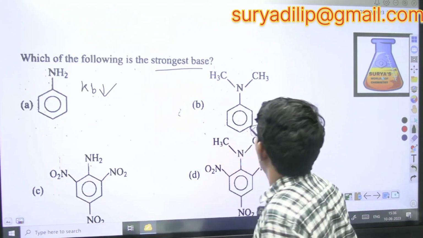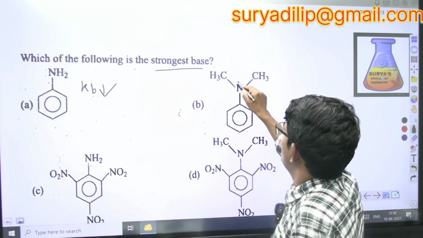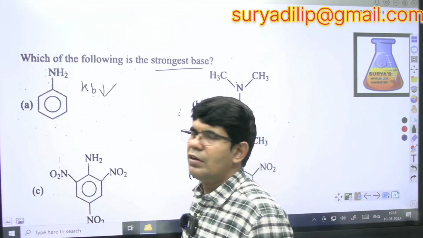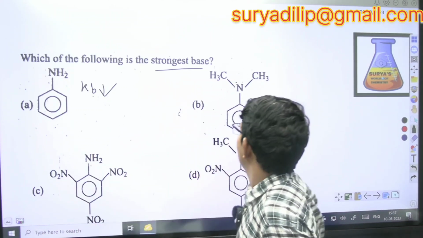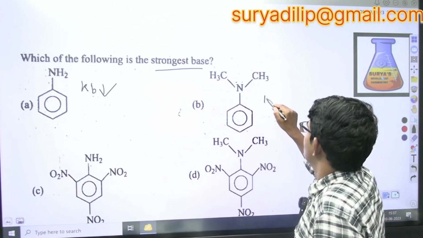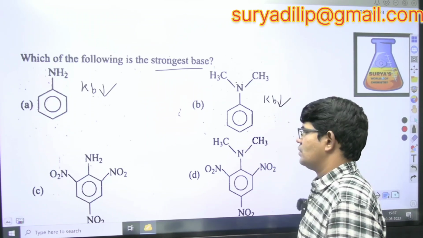Second one, this is dimethylamine. This will also involve resonance, but if you compare, relatively it may be more basic. But as the lone pair is involved in resonance, its basic strength will be less.